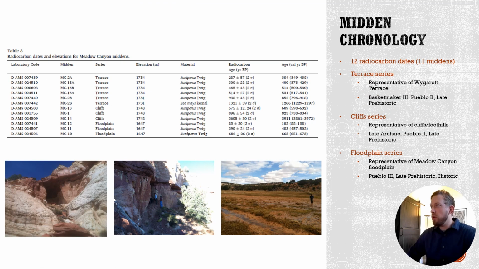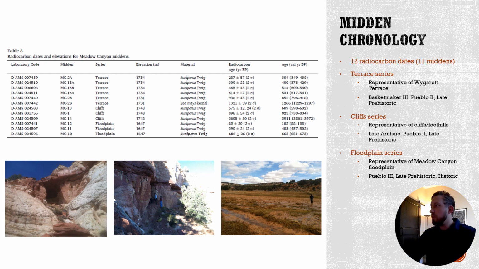For the middens, we collected 11 middens and 12 radiocarbon dates. These middens were separated into 3 different series. The first series was the Terrace series. This was representative of the mesa to the north of the site, the coring location, and it contained Basket-Maker 3, Pueblo 2, and late prehistoric aged middens.